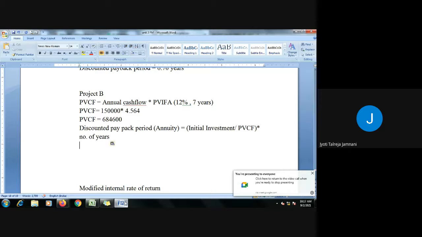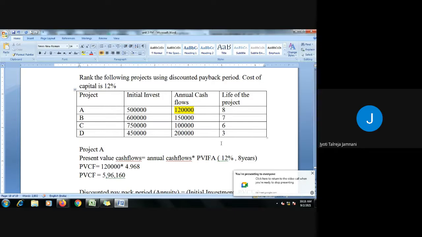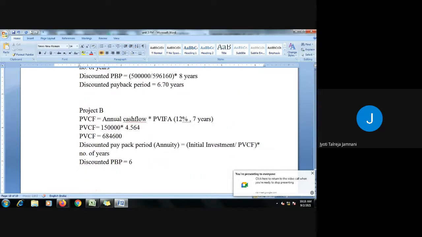So we'll see discounted payback period is equal to initial investment for project B. We'll check, it is 6 lakh rupees. So 6 lakh divided by present value of cash flows, which is 6 lakh 84,600, into the life of the project, which is 7 years.